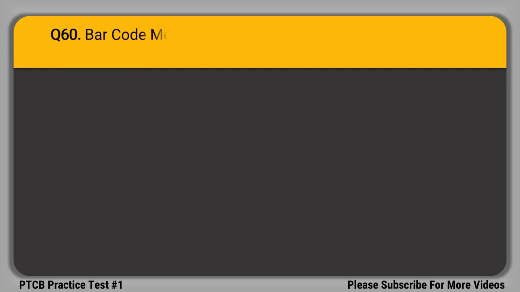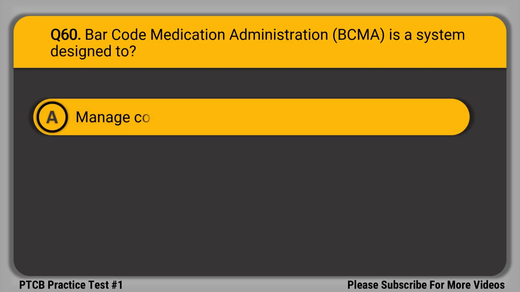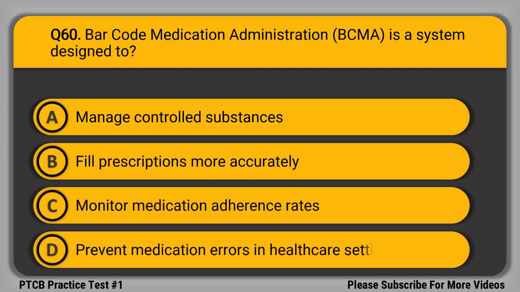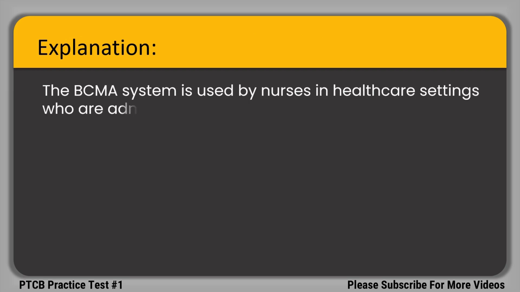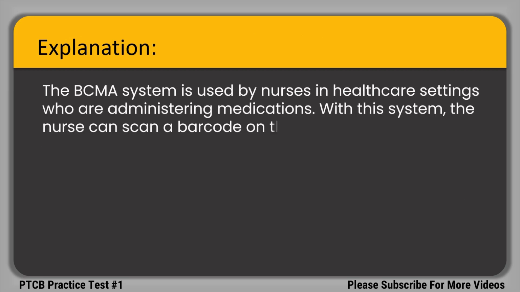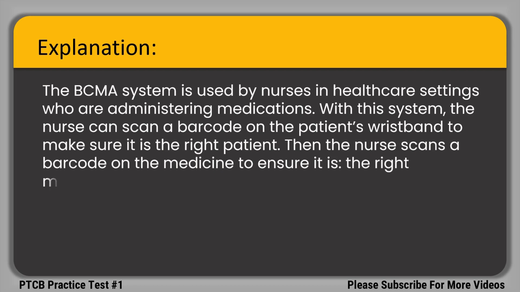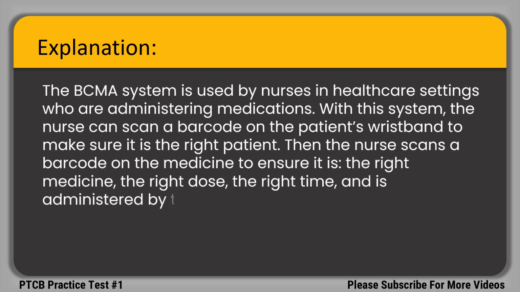Question 60. Barcode Medication Administration, or BCMA, is a system designed to A. Manage controlled substances, B. Fill prescriptions more accurately, C. Monitor medication adherence rates, D. Prevent medication errors in healthcare settings. D. Prevent medication errors in healthcare settings. The BCMA system is used by nurses in healthcare settings who are administering medications. With this system, the nurse can scan a barcode on the patient's wristband to make sure it is the right patient. Then, the nurse scans a barcode on the medication to ensure it is the right medicine, the right dose, the right time, and is administered by the right route.